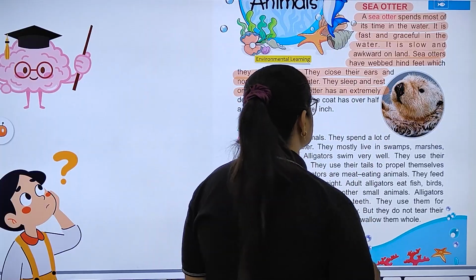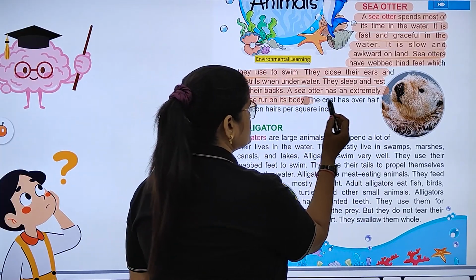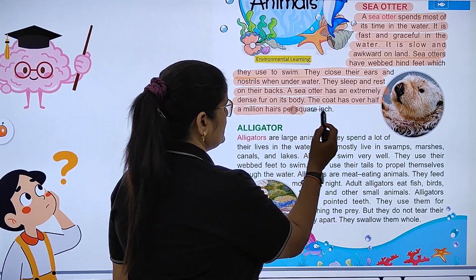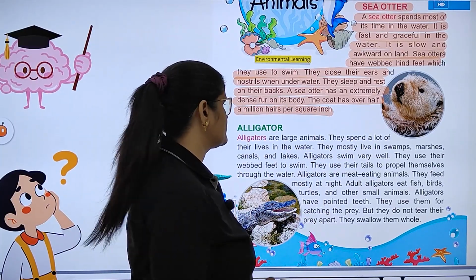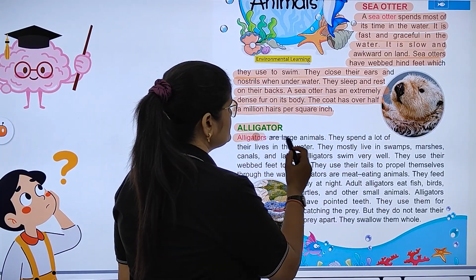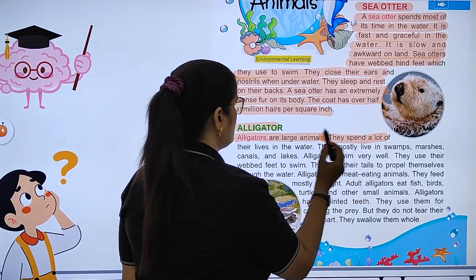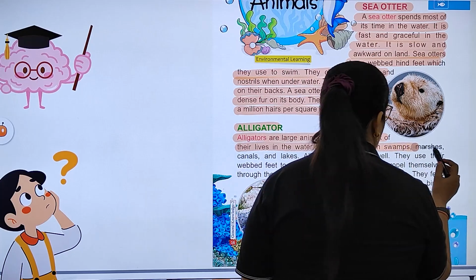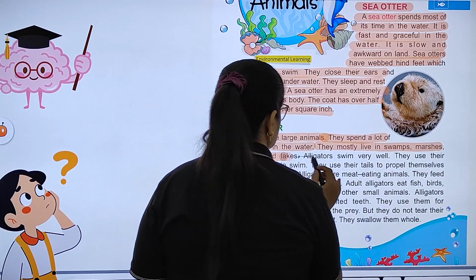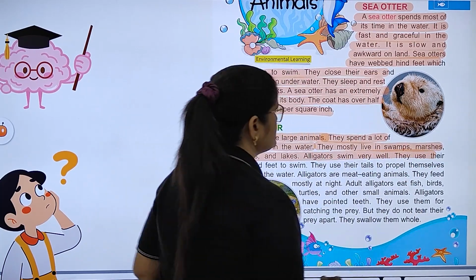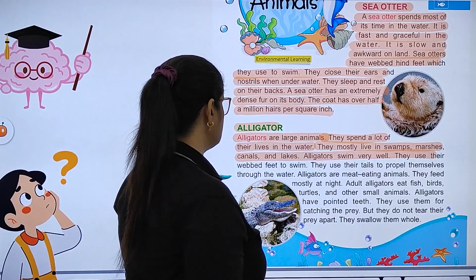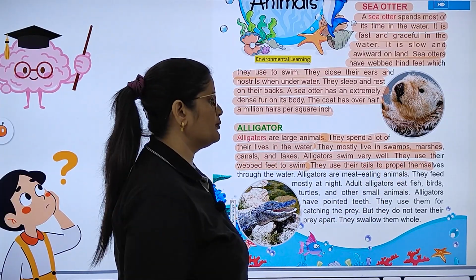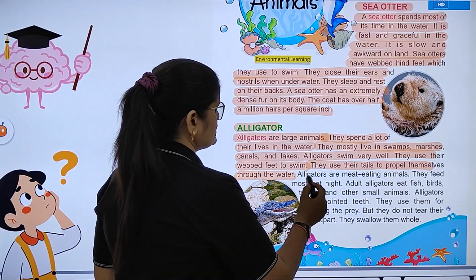A sea otter has extremely dense fur on its body. The coat has over half a million hairs per square inch. Alligator. Alligators are large animals. They spend a lot of their lives in the water. They mostly live in swamps, marshes, canals, and lakes. Alligators swim very well. They use their webbed feet to swim. They use their tails to propel themselves through the water.